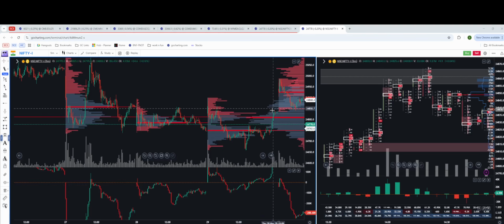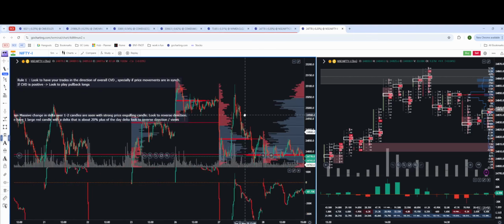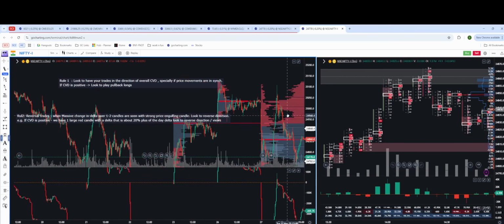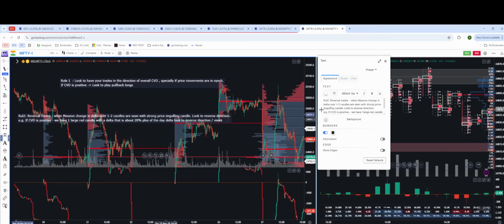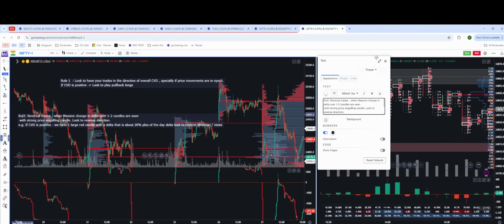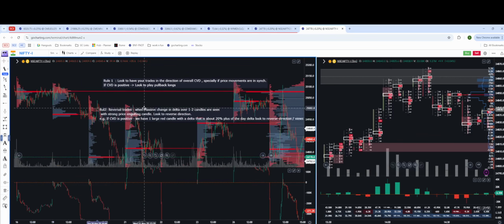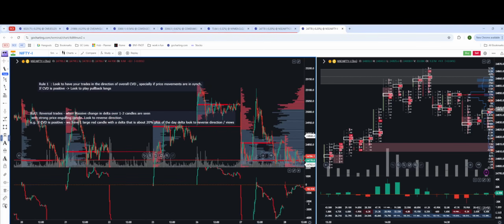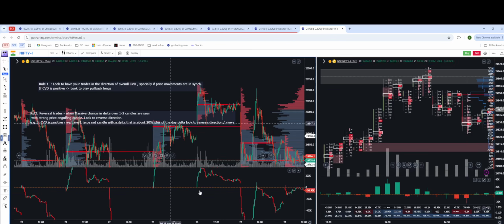So only two rules, guys. Only two rules to follow. One, try to stay on the side of the overall CVD. Rule number two: if the CVD is engulfing with a 20% or more change in a single bar, if the delta is changing, then look for reversal of the trades. Try to follow this and put it along with your core strategies that you have. It's one of the easiest and most efficient ways of following order flow in the day. I don't have to look at the footprints here. I'm just looking at price and the CVD of the day.